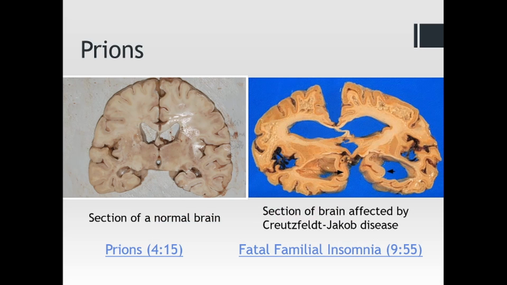And then here on the left is a section of a normal brain, and you can see the section of a brain affected by a prion disease called Creutzfeldt-Jakob disease. It just destroys brain tissue. And you can see how much of the brain tissue has been destroyed by this infectious disease. So the cells just start to die off.